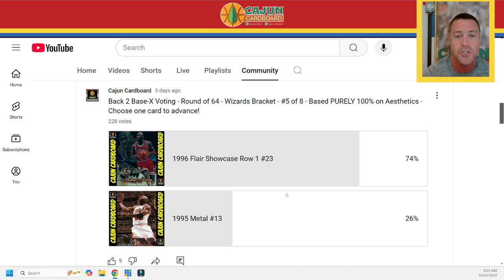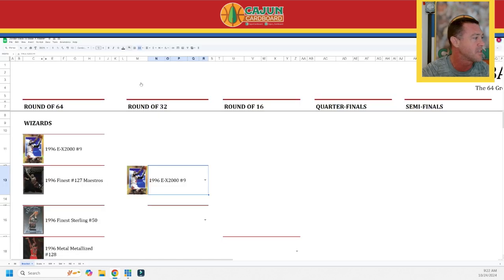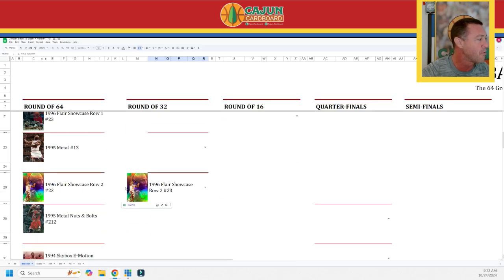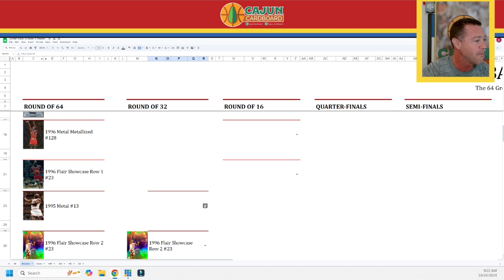It was Michael Jordan's first ever Metal base card, so we thought maybe this card would have a chance, but man, Flair Showcase is too dang strong in this matchup. 74-26. That's an M&M'er, a mismatch, as Dickie V would say, an M&M'er. 228 votes confirms the 96 Flair Showcase Row 1 is going to move through, and so let's move that bad boy into the next round as well.